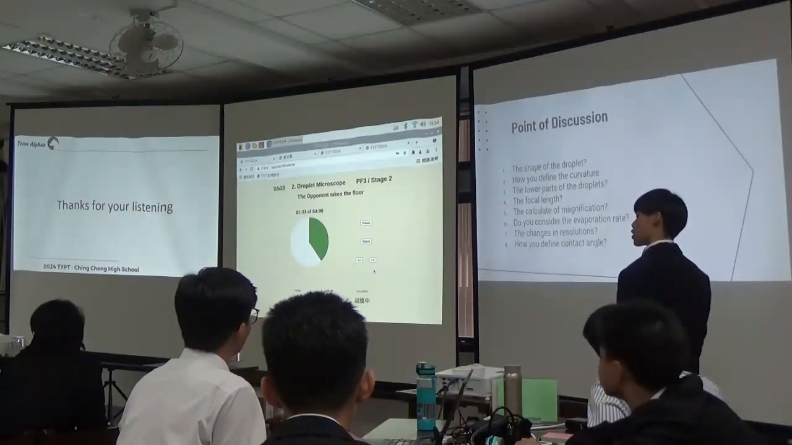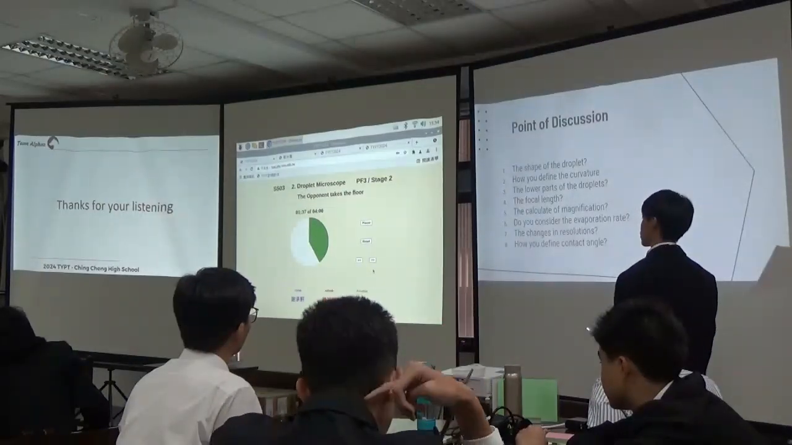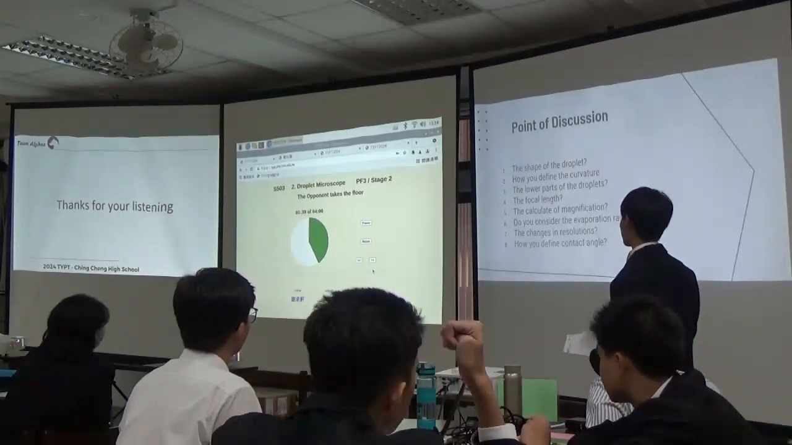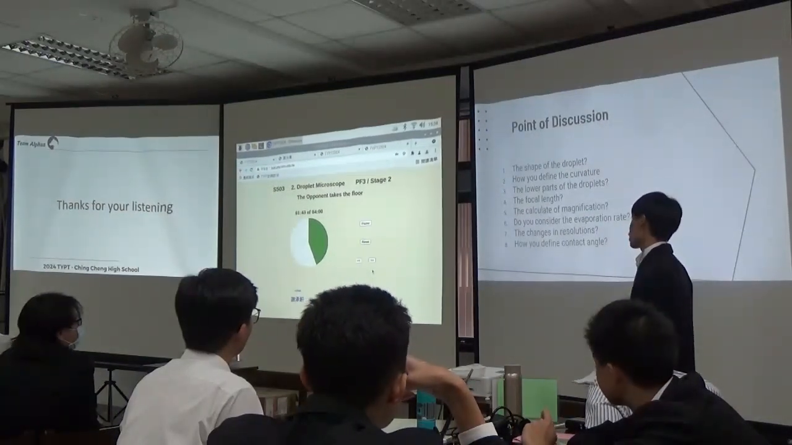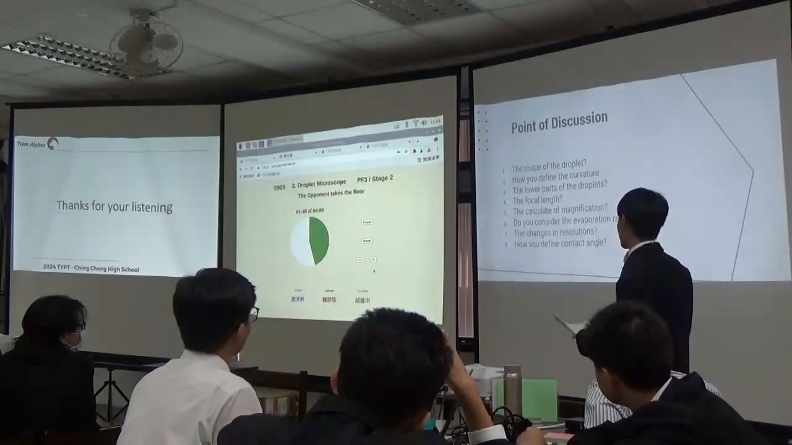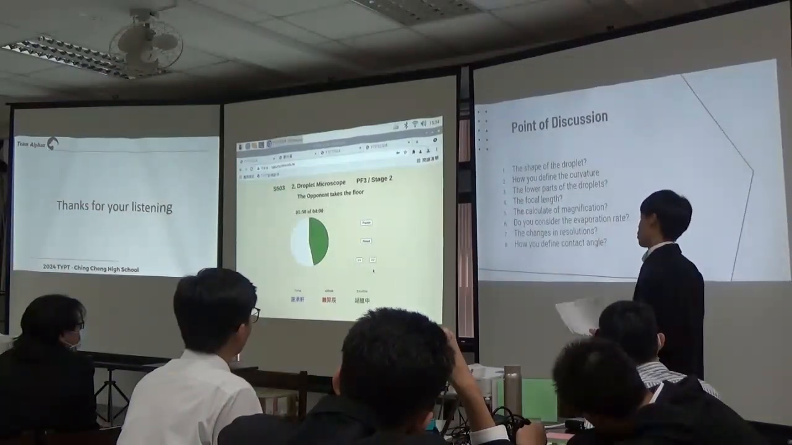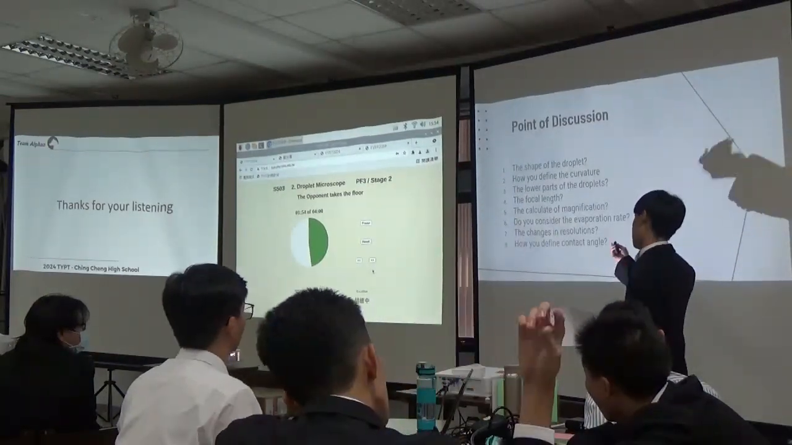And fourth, the focal lengths. There are multiple equations used to calculate focal lengths, and we're going to be discussing that. And fifth, the calculation method of magnification. We'll be investigating how other factors such as focal length affect the magnification.